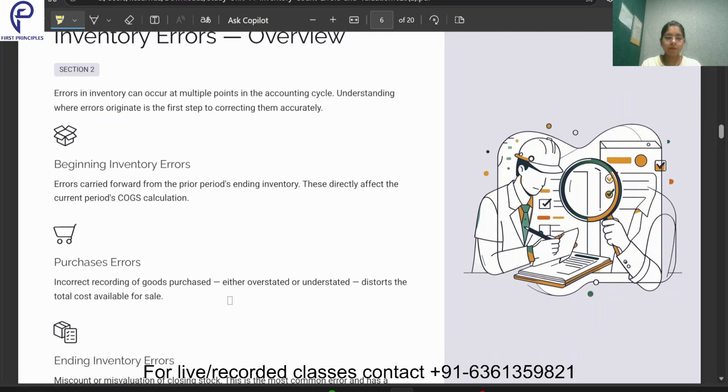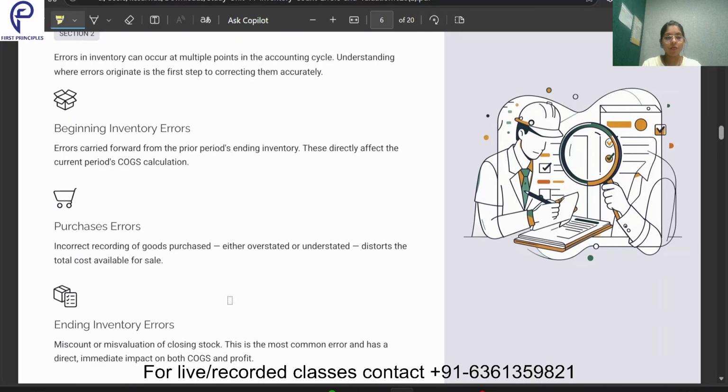So yes, here is an overview given over here to us. Errors in inventory can occur at multiple points in the accounting cycle. Understanding where errors originate is the first step to correcting them accurately. So wherever you find that there is an error, we should accurately correct it.